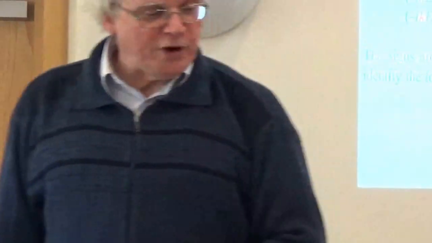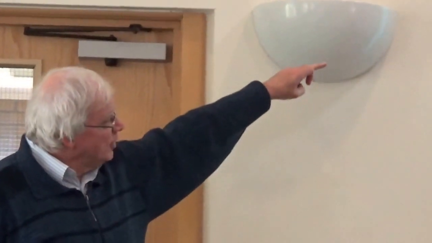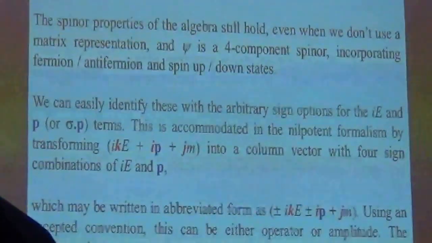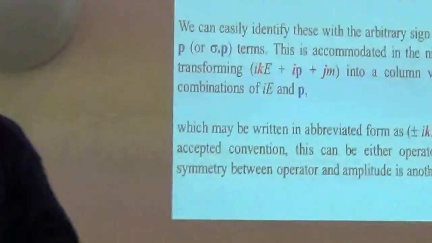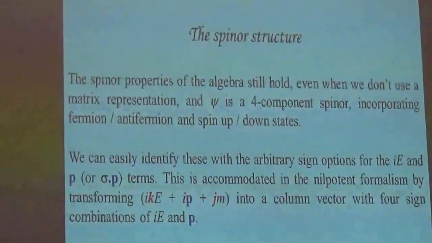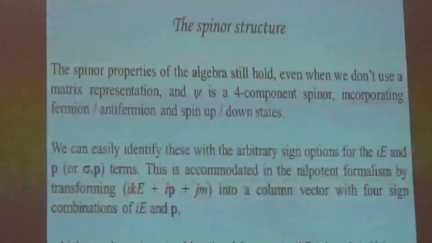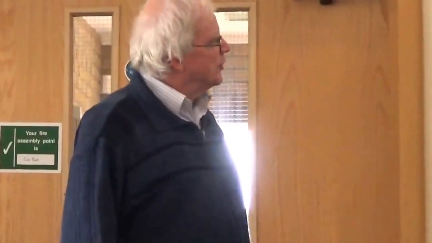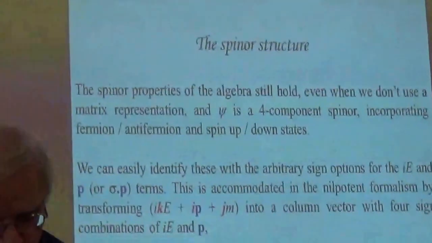If we write out the four components, or the pluses and minuses, I didn't go into the detail about plus and minus, but there are pluses and minuses. We get those options. These are arbitrary, but it's convenient to adopt those. Now, the spin properties of the algebra still hold, even when we don't use a matrix representation. That's the traditional way of doing it. So psi is a four-component spinor, including four things. We don't need psi, but we can use it just to identify these things. Okay, I'm not going to deal with that. We can use the bracket for either operator or amplitude.